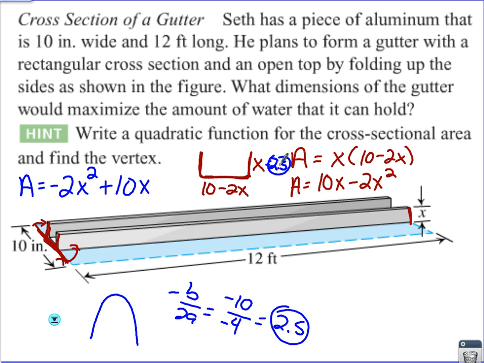That's what I got there. And 10 minus 2 times 2.5, 2 times 2.5 would be 5, 10 minus 5 would be 5. So notice again, this one, since it has an open top, the square doesn't maximize the area. You would fold up 2.5 inches on each side to create a 2.5 inch by 5 inch gutter.